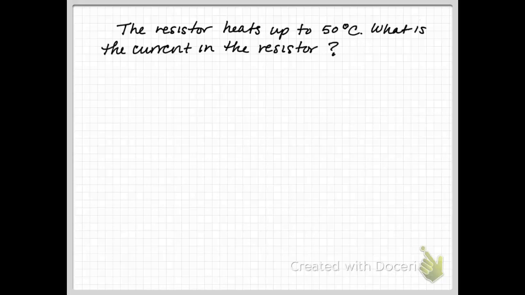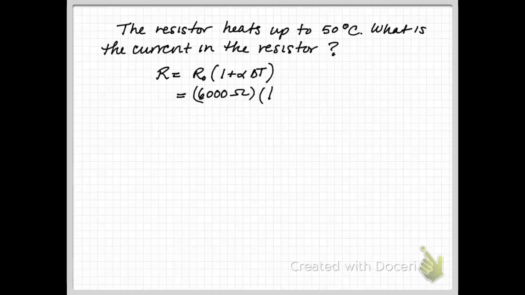And the equation for this is just a rewrite of the resistivity change in temperature. If you go through the algebra, everything is rho L over A, so they all fall out. So you have your initial resistance, 6,000 ohms, is 1 plus the coefficient times the change in temperature.